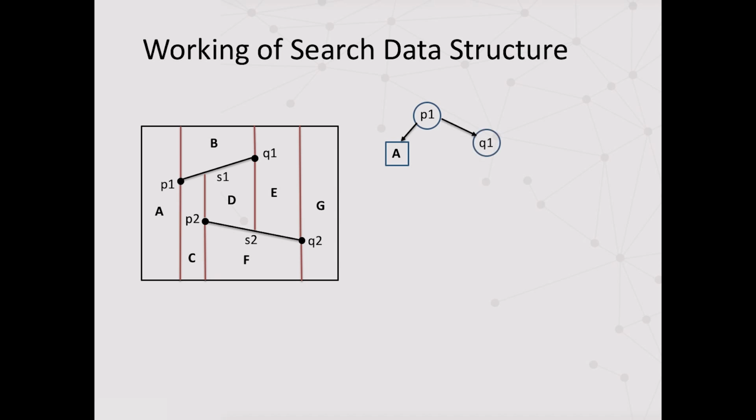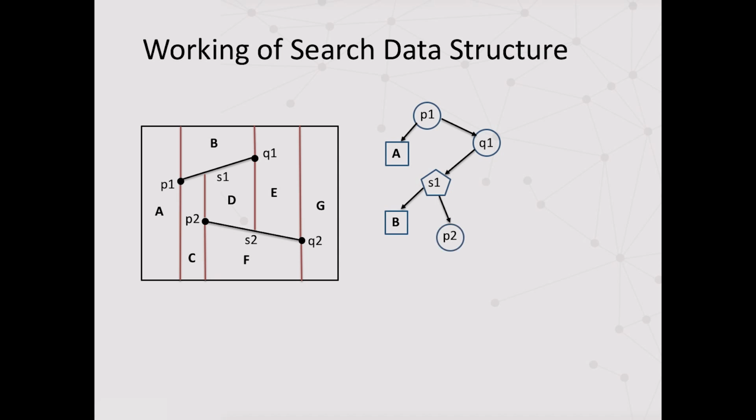So I am going to choose Q1, and to the left of Q1 and to the right of P1, because we are already on the right branch of P1, what do we have? We have the line segment S1 here. So we have the line segment S1, and above S1 we have B, and below S1 we have multiple regions. We have C, we have D, we have F.